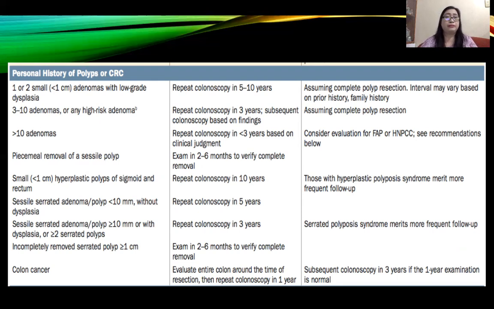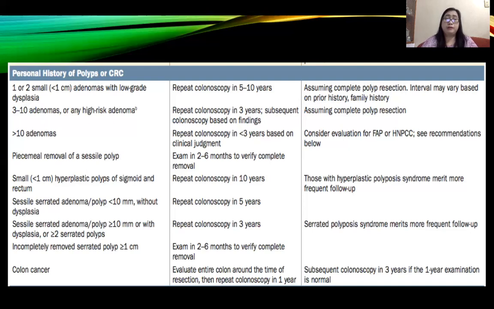If you found more than 10 adenomas in a patient with a personal history of colorectal cancer or personal history of having polyps, you repeat your colonoscopy in less than 3 years based on your critical judgment. Piecemeal removal of sessile polyp can be done, but examination in 2 to 6 months to verify complete removal should be done. Okay?